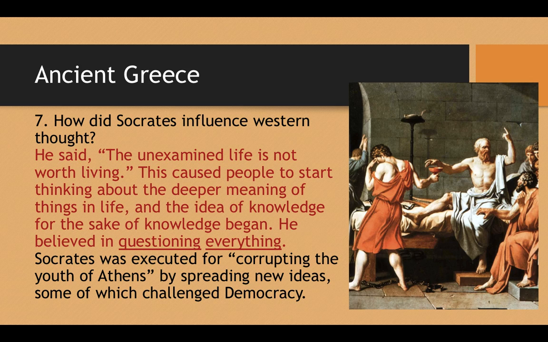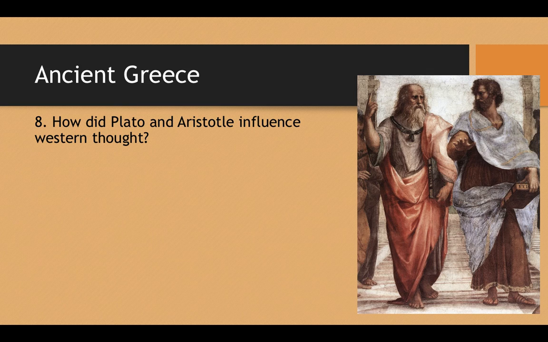Now, Socrates was executed actually for, quote, corrupting the youth of Athens by spreading new ideas, some of which challenged democracy. So he would use the Socratic method, what we know as, and basically try to make people prove, why is democracy the best way? And just for the reason that he questioned democracy, which Athens was very proud of, they had him executed for it by drinking poison. So Plato was the one who wrote down all of the writings and speeches of Socrates, since Plato was his student.